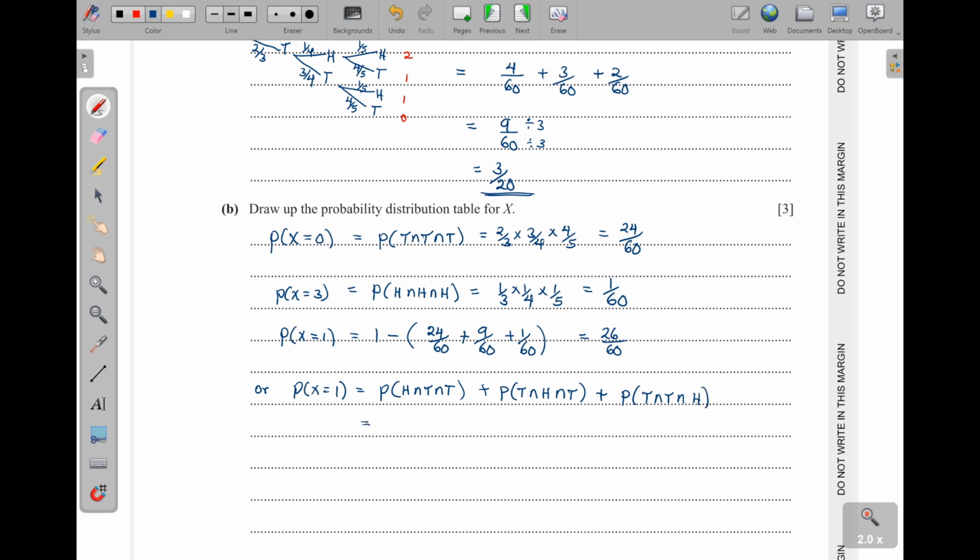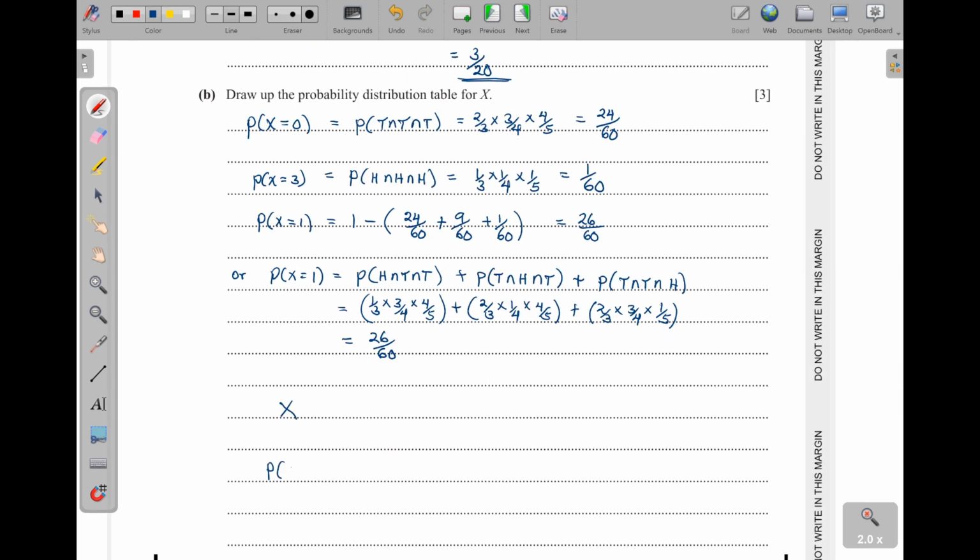So the head here is a third, the next one, the tail is 3 over 4, then the tail for the next one is 4 over 5, then 2 over 3 times 1 over 4 times 4 over 5, and then the tail for the first one, the probability is 2 over 3, then the tail for the next one is 3 over 4, and then the head for the last one is 1 over 5. And this one will give us 12 here, then plus 8, that will be 20, plus 6 here, that is 26. So you still get the same thing, 26 over 60.